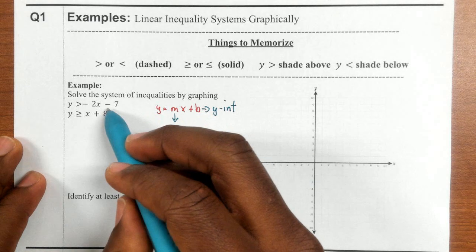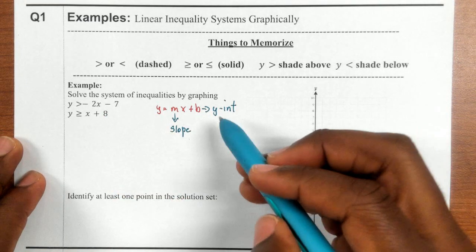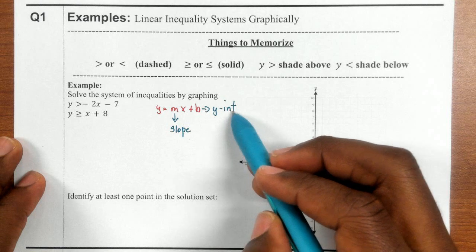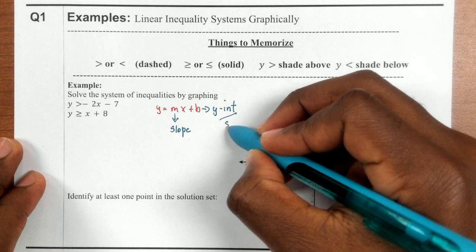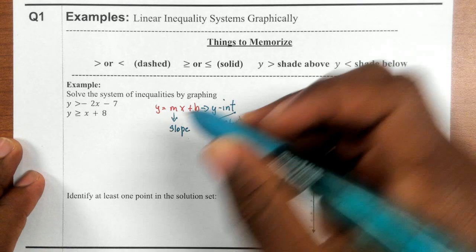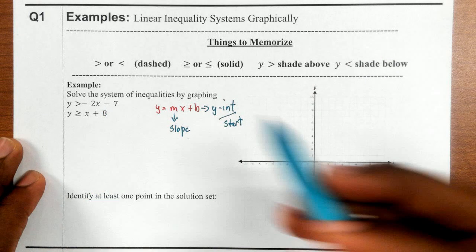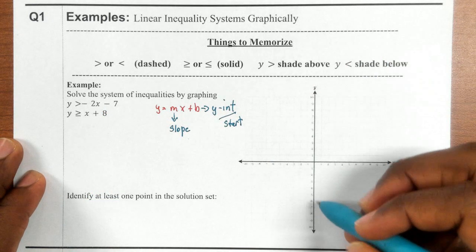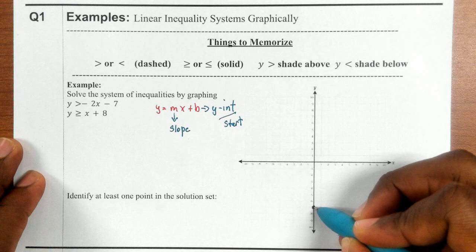So let's graph the first equation. To graph the first equation, you always graph your y-intercept because that is where you're gonna start. So we're gonna graph our -7 first. So -7 would be approximately here.